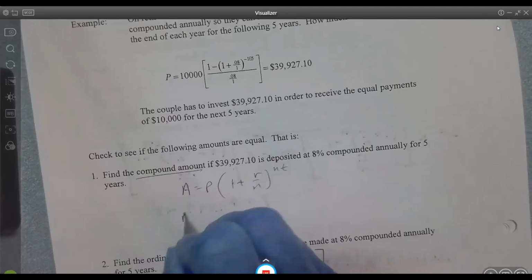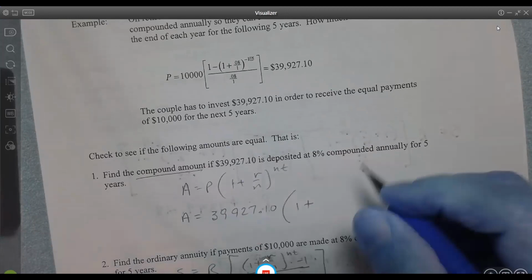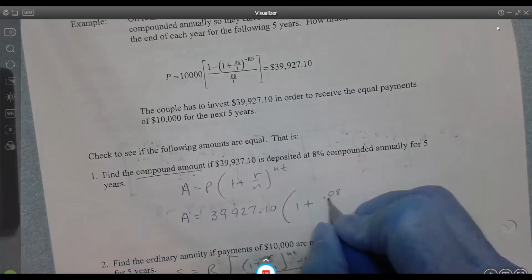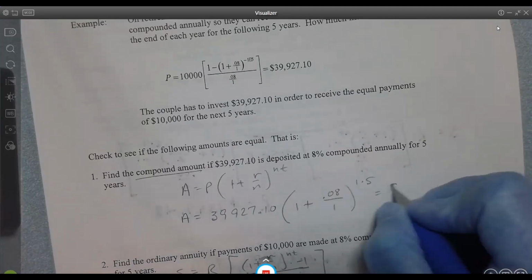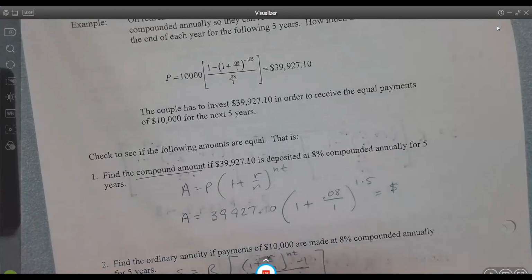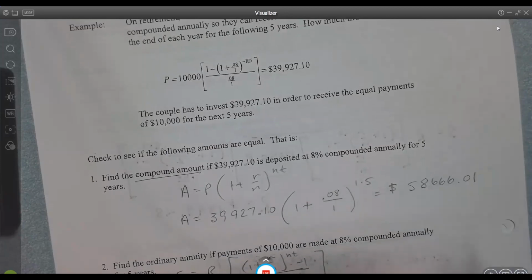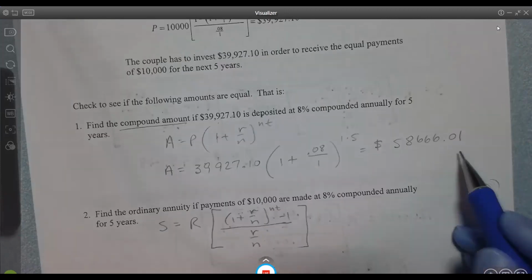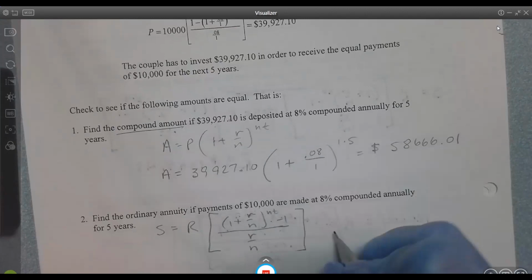Let me put my present value in. My interest rate was 8%, and it was compounded annually, and it was for 5 years. And be careful how they want you to round. So if I'm going to the nearest, which would be cents, I would have that. In this one, find the ordinary annuity. I'm looking for my S. Payments were 10,000. Interest rate.